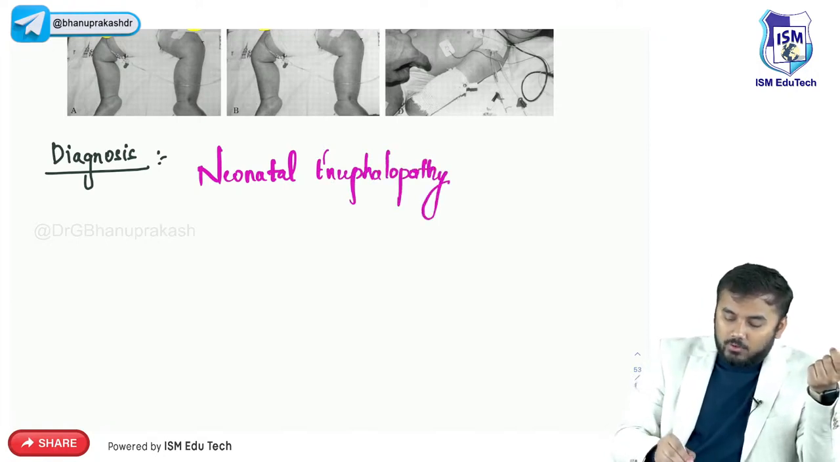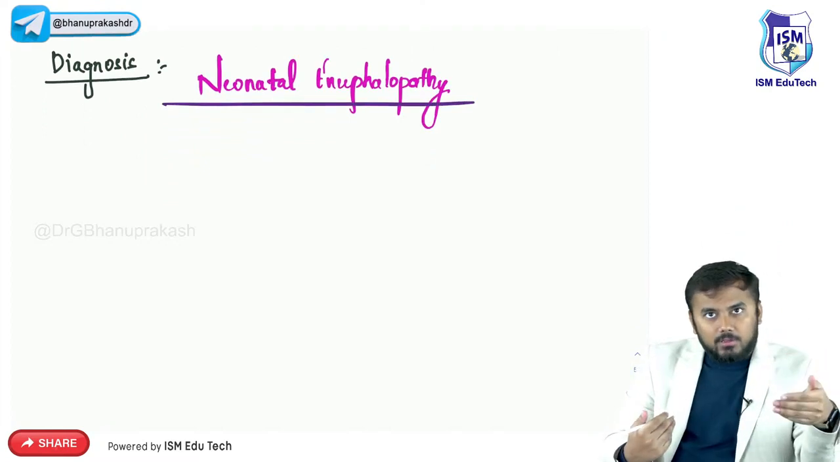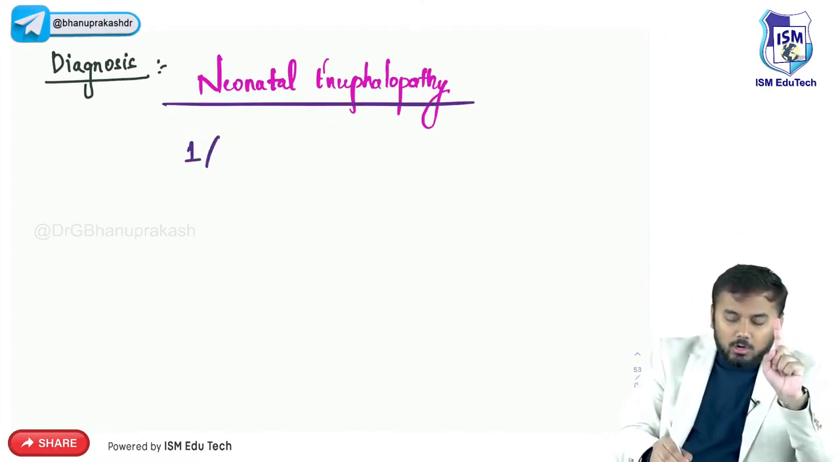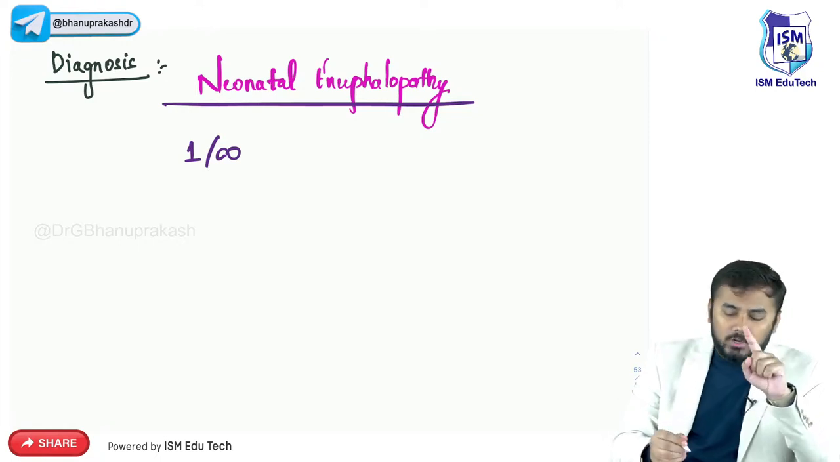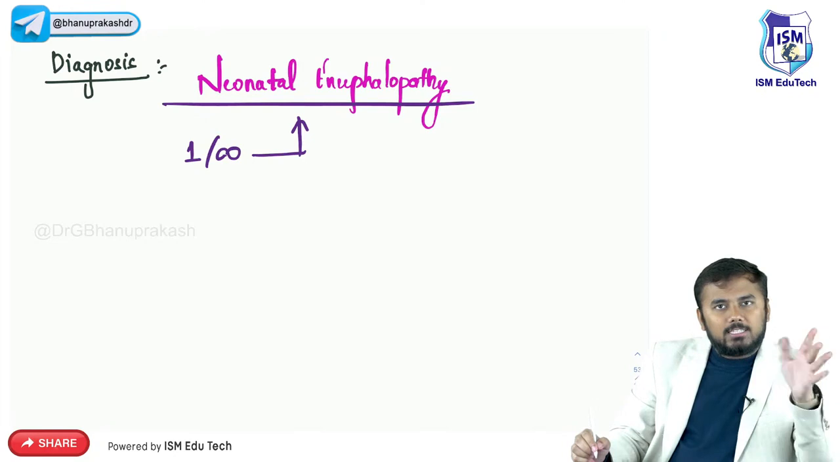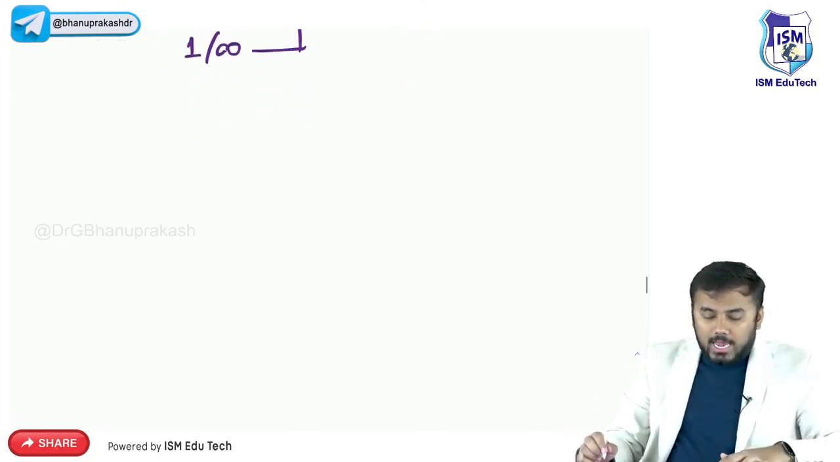You got a case of neonatal encephalopathy. Now, whatever features I'm giving, out of all these features, if there is at least one or more feature, you give a diagnosis of neonatal encephalopathy. So neonatal encephalopathy is confirmed if one or more features are present. What are those features? I'll write it now.